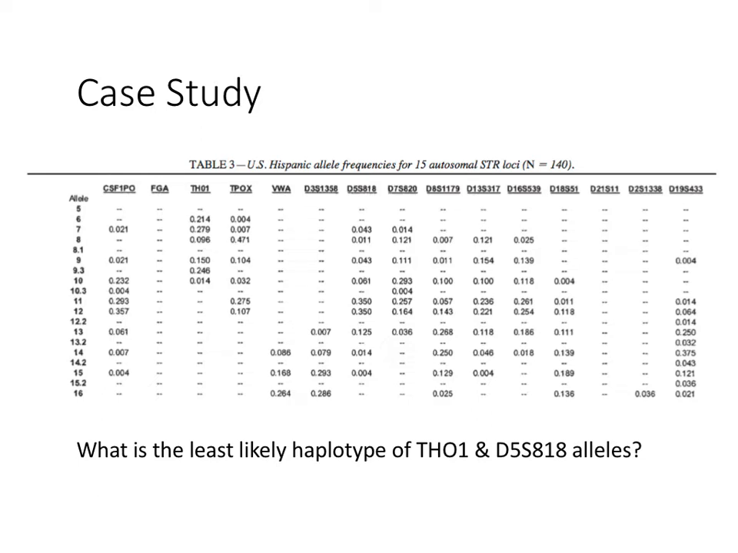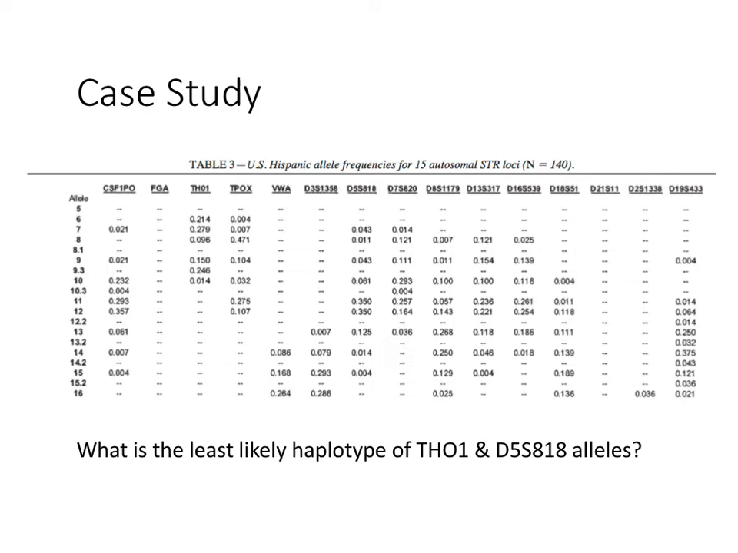Well, let's reverse this logic. What's the least likely haplotype combination of these two markers? Which one is the most rare? Which combination of TH01 and D5S818? How do you go about solving this problem?